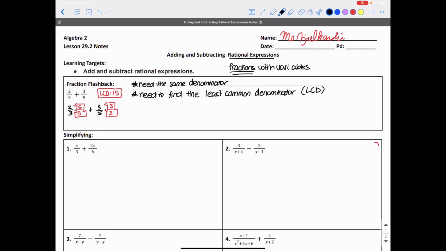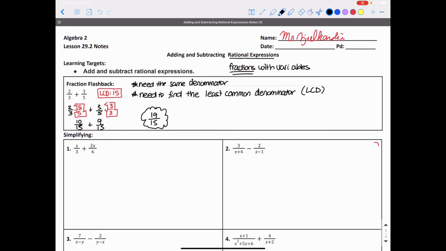And when I multiply by 1, the thing that I multiply 1 by stays the same. For the left fraction, I'm going to have 10 over 15. For the right fraction, I'm going to have 9 over 15. When I add these together, I have 19 over 15. This is my answer.